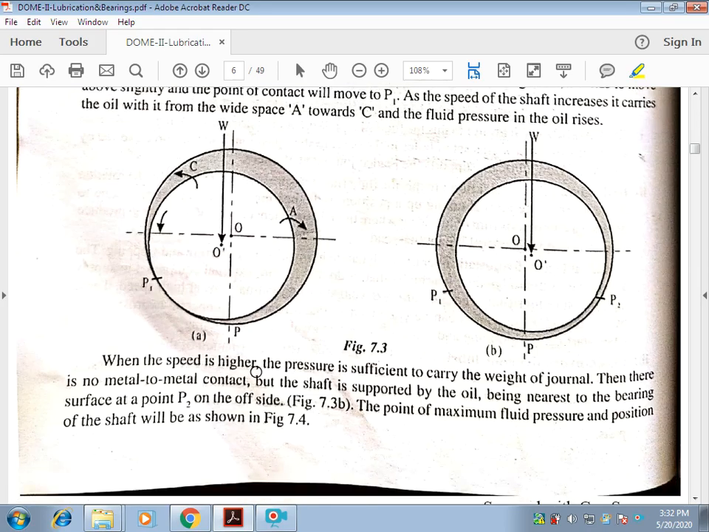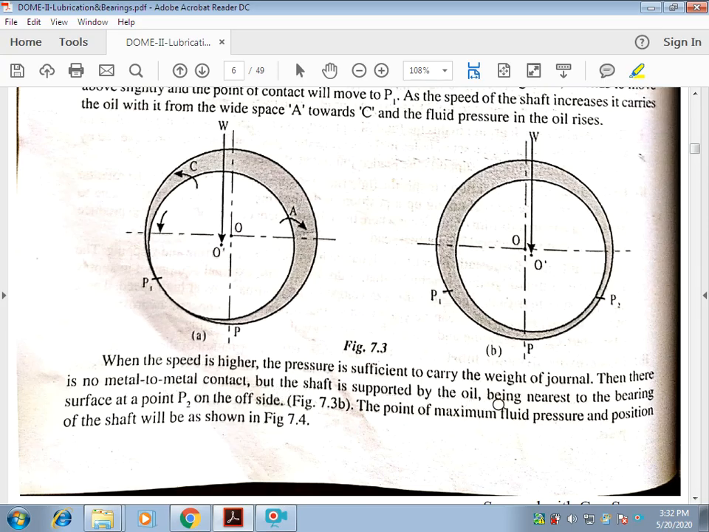When the speed is higher, the pressure is sufficient to carry the weight of the journal. The pressure that builds up here is going to support this load. Then there is no metal to metal contact. As the speed increases, this oil comes here, and this point will move from P1 to P2. This area will have more pressure, but there will be no metal to metal contact.